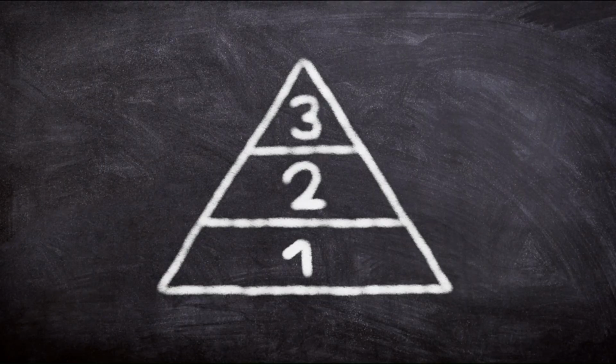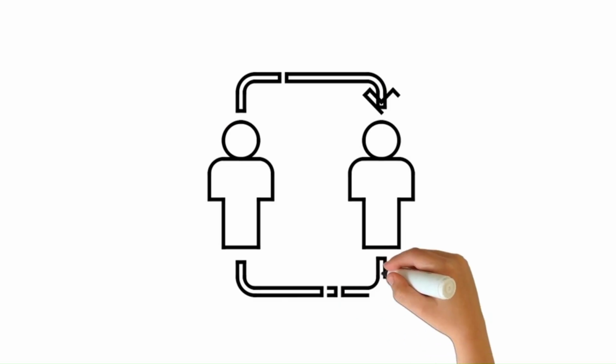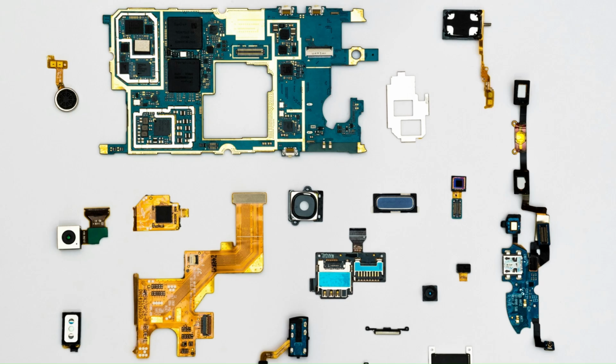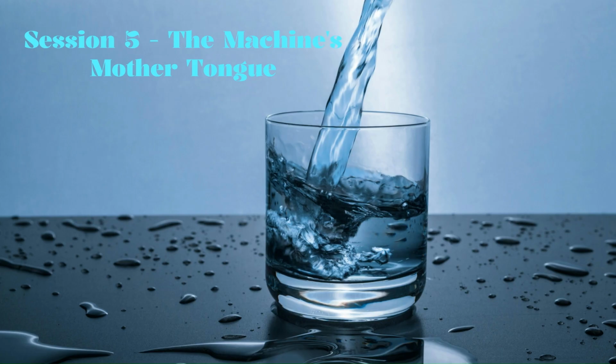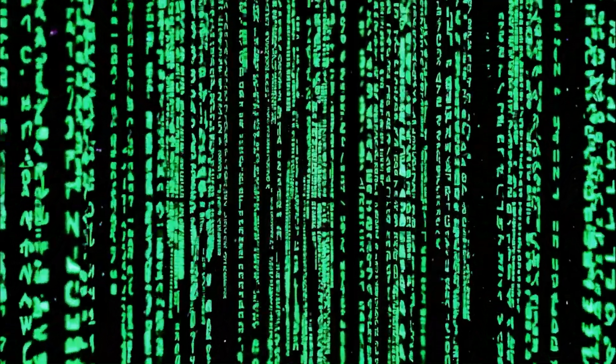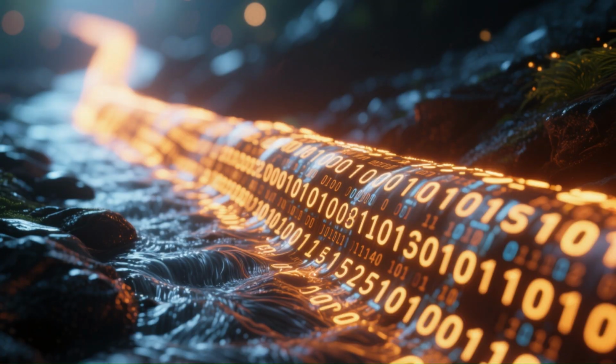This 3-part section is all about the critical, invisible layer that translates our human-readable instructions into actions the hardware can perform. Let's see what's coming up. In session 5 we get down to the absolute basics. We'll meet the only language your CPU truly understands, machine code.